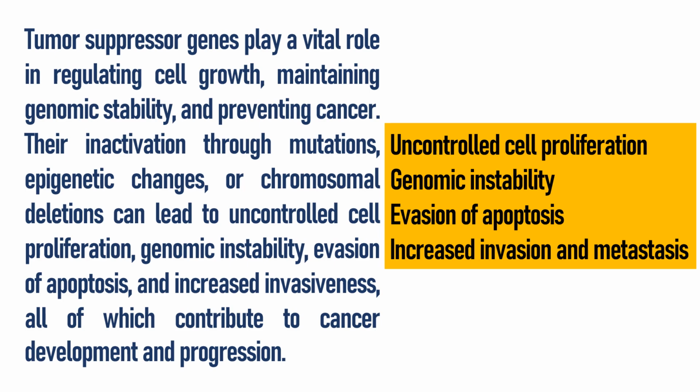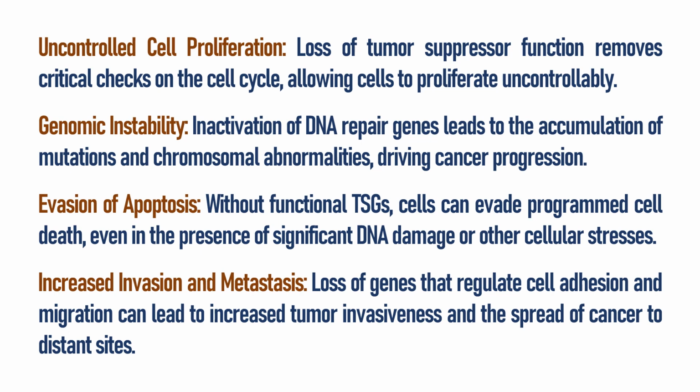Uncontrolled cell proliferation: loss of tumor suppressor function removes critical checks on the cell cycle, allowing cells to proliferate uncontrollably. Genomic instability: inactivation of DNA repair genes leads to the accumulation of mutations and chromosomal abnormalities, driving cancer progression. Evasion of apoptosis: without functional tumor suppressor genes, cells can evade programmed cell death, even in the presence of significant DNA damage or other cellular stresses.